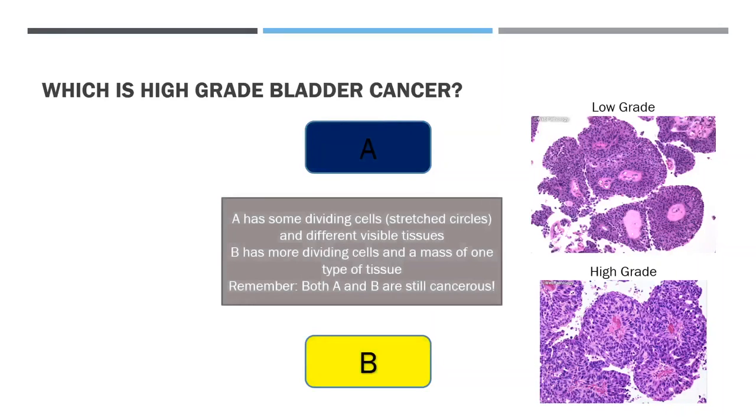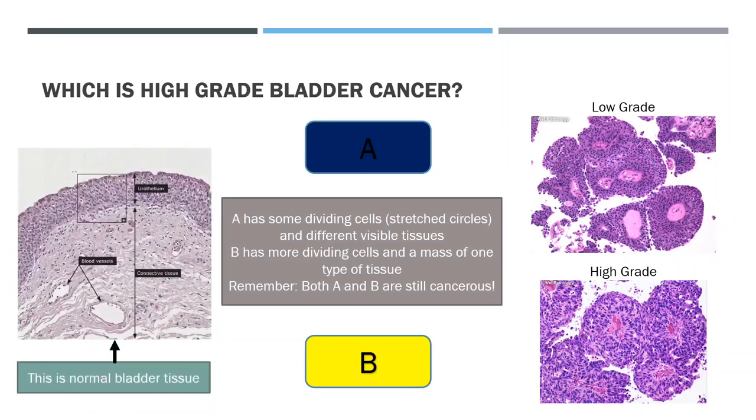Taking a close look at the pictures, you can see that A has some dividing cells, which look like stretched circles. It also has different visible tissues with a distinguishable pattern. B, on the other hand, has more dividing cells and a mass of one type of tissue. But don't forget, A and B are still cancerous. A normal bladder tissue looks like this one over here. You can see clear patterns and layers of tissues that look very different.